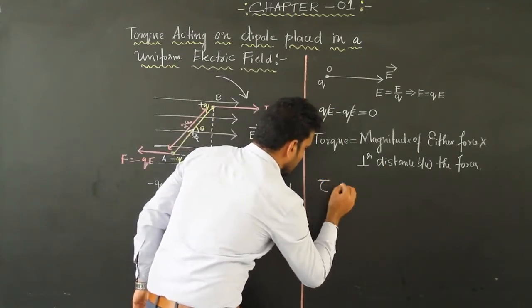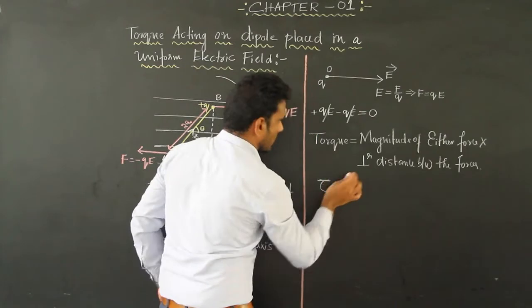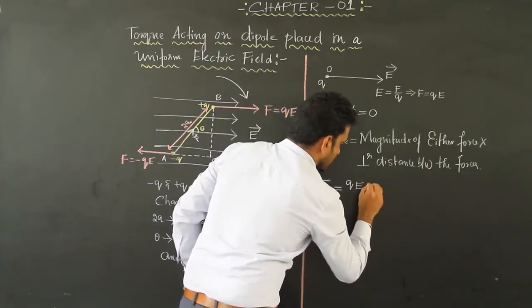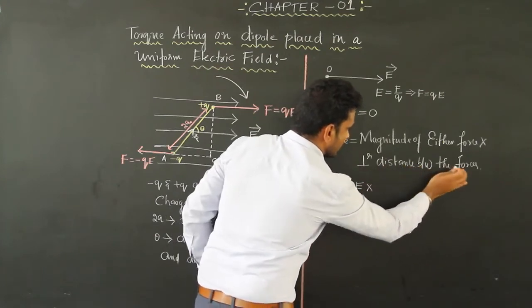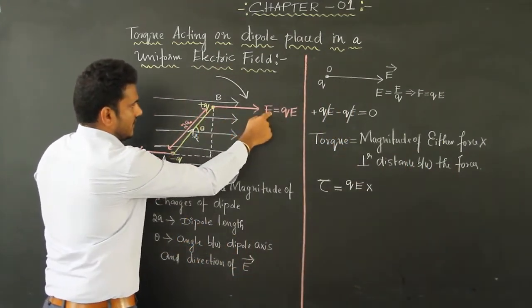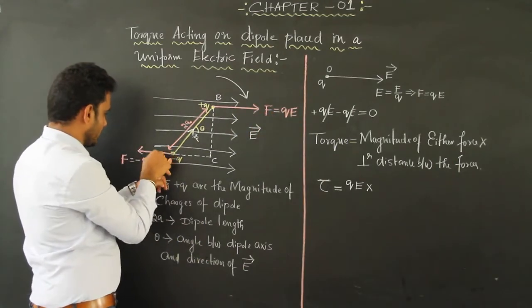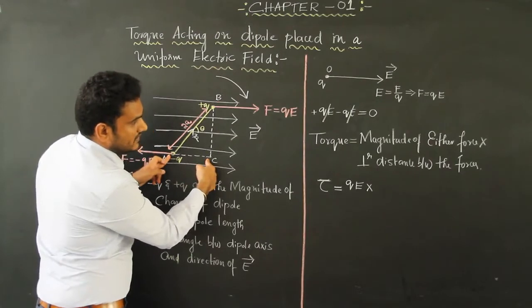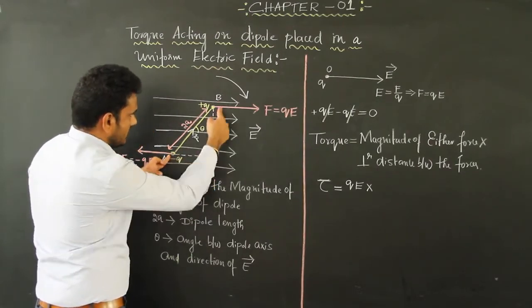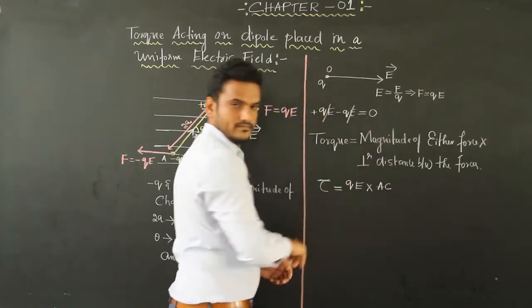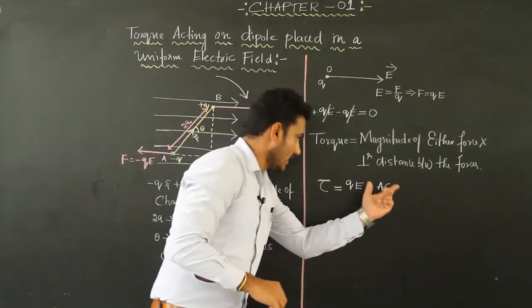The symbol tau is equal to magnitude of either force. I will take Q into E into perpendicular distance between the forces. Look at the perpendicular distance. This is F is equal to Q into E. This is F is equal to minus Q into E. Between them we have a perpendicular distance. The perpendicular distance between the two forces is AC. So we need to calculate the value of AC.